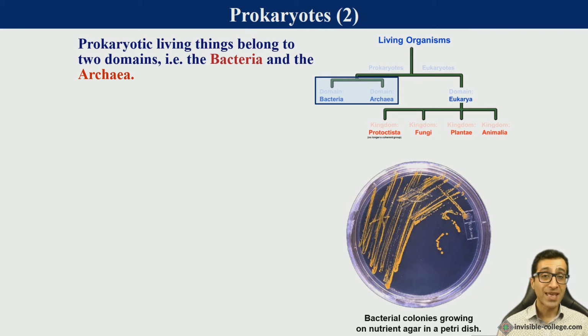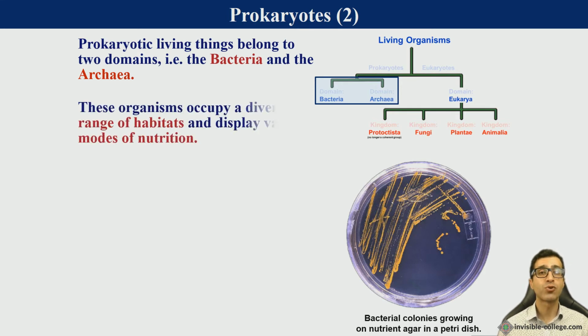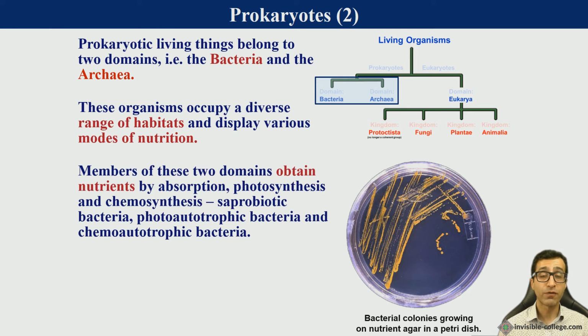Now, again, like eukarya, prokarya are a diverse group of organisms, and they occupy an even wider range of habitats than eukarya, and again they display various modes of nutrition. Members of these two domains typically obtain their nutrition either by absorption, by photosynthesis, or by chemosynthesis. Saprobiotic bacteria, photoautotrophic bacteria and chemoautotrophic bacteria respectively are the types of bacteria classified in terms of their mode of nutrition.